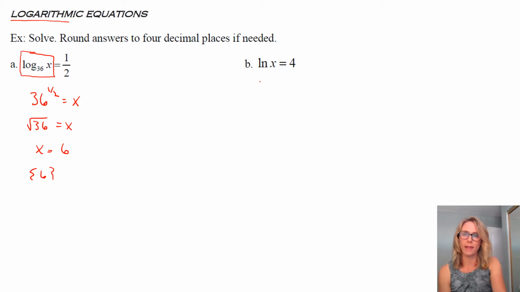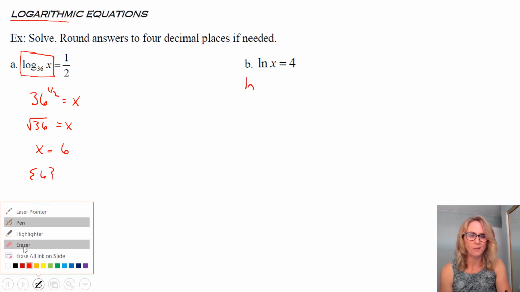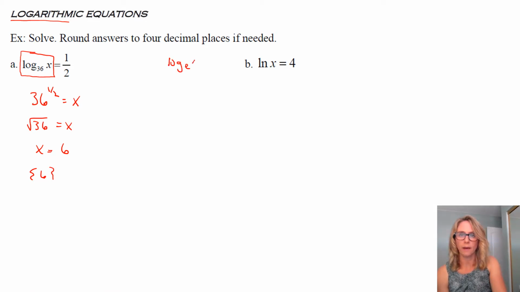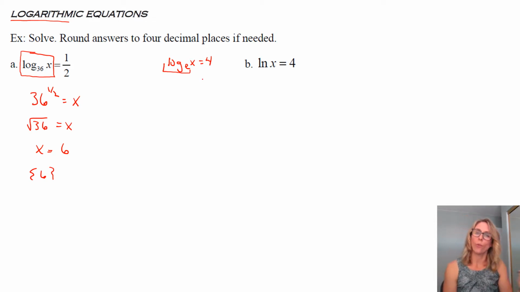For the second one, ln of x equals 4. I can write this, but remember we don't need to. Maybe I'll write it over on the side here, because that's not how we write it. But remember that ln of x is just log base e of x. Although we don't write it as log base e because it's the natural log, that is what that is.